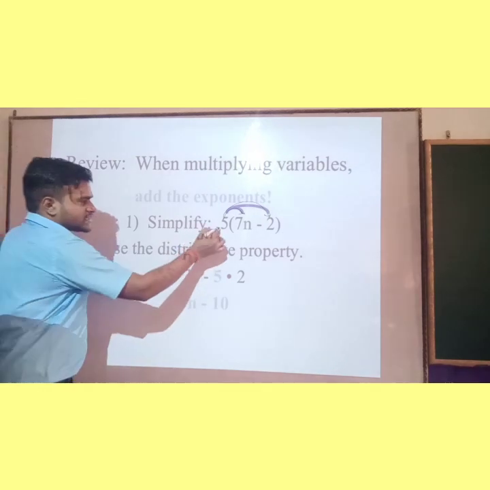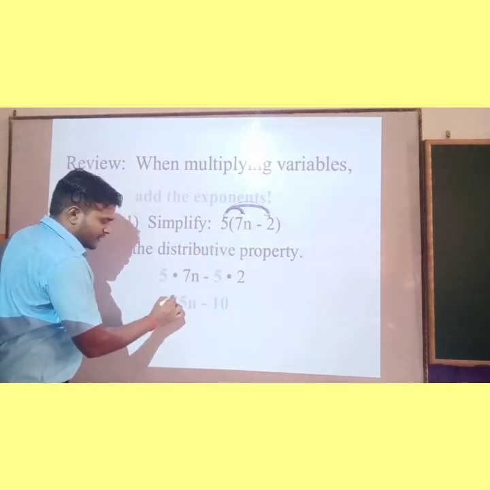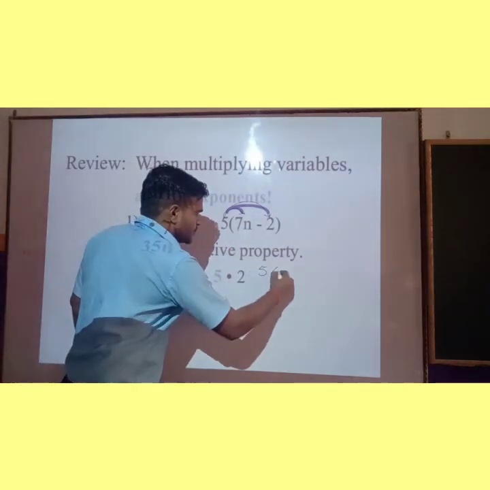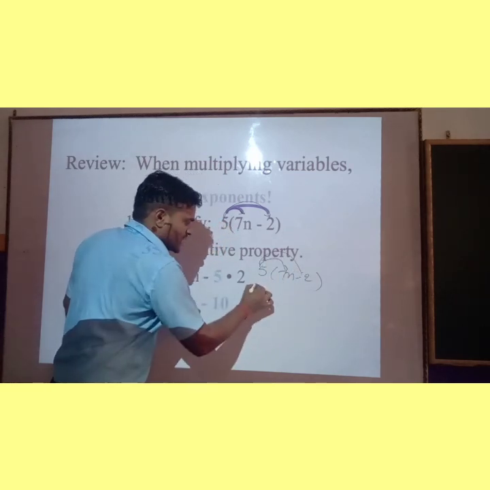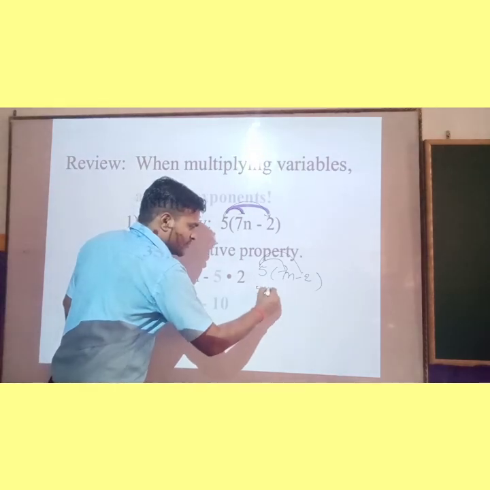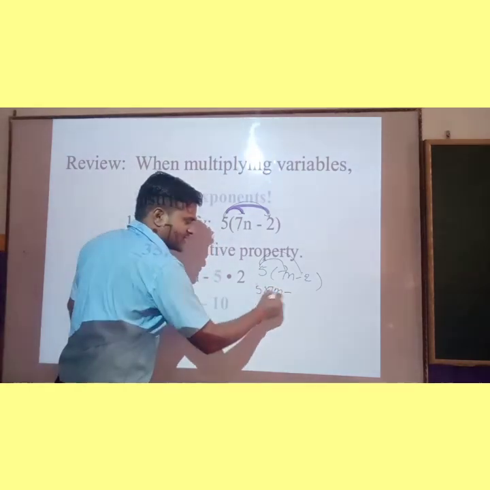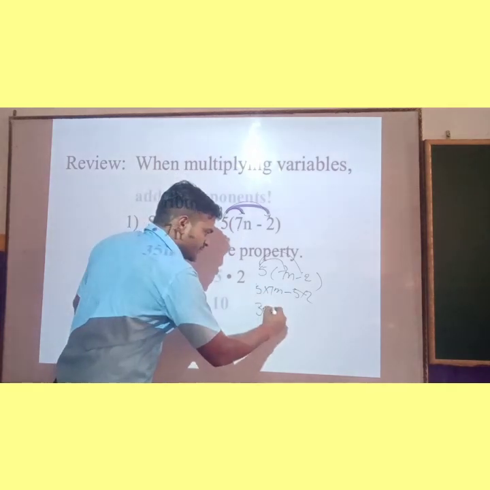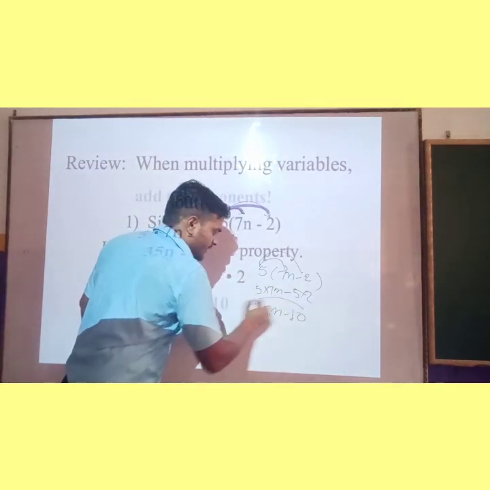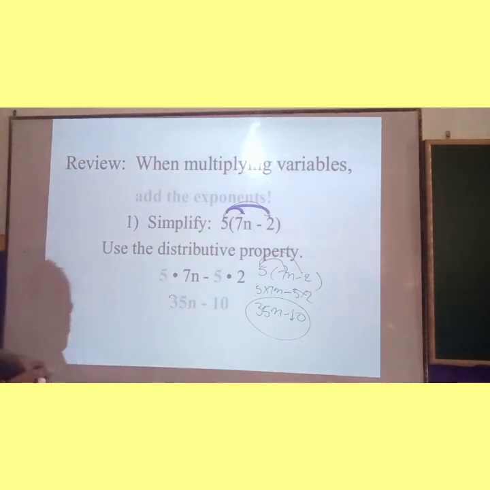So what will we get? 7 5 is 35n. 5 into 7n minus 2, so 5 multiplied by 7n, minus 5 into 2. So 7 5 is 35n minus 10. This is your answer.